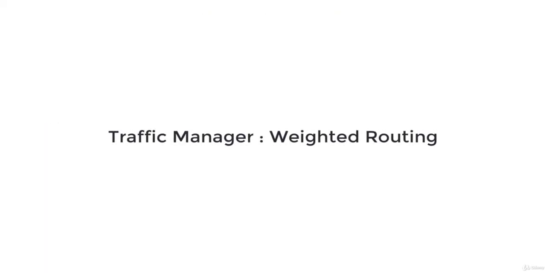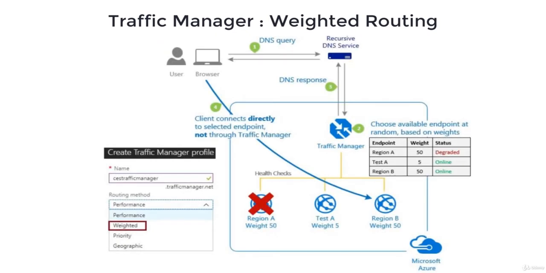Let's understand the weighted routing method in Traffic Manager profiles. At times you may have multiple endpoints. Let's say you got a website called Test A and another web application in region B. In this scenario, you may want to use weighted routing for multiple reasons. The reason one is, let's say if you would like to equally distribute the load between these two web applications. Another reason may be if you would like to gradually increase the traffic over time.